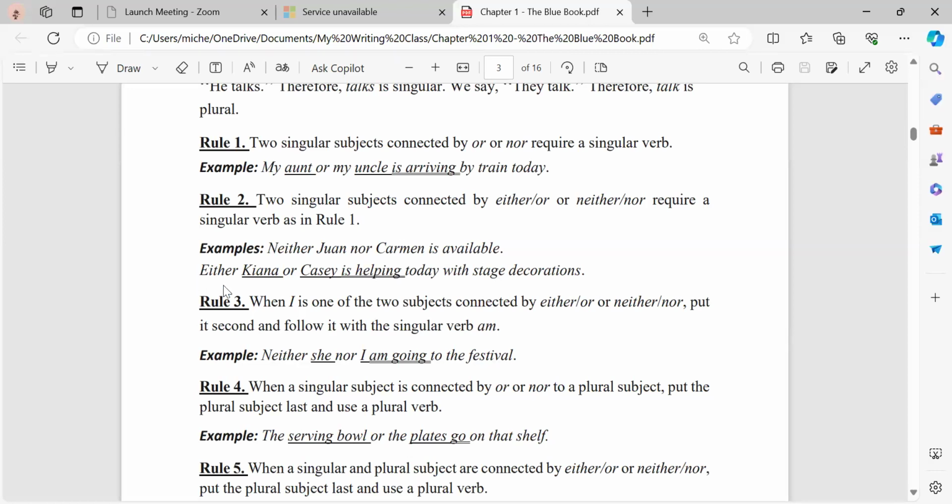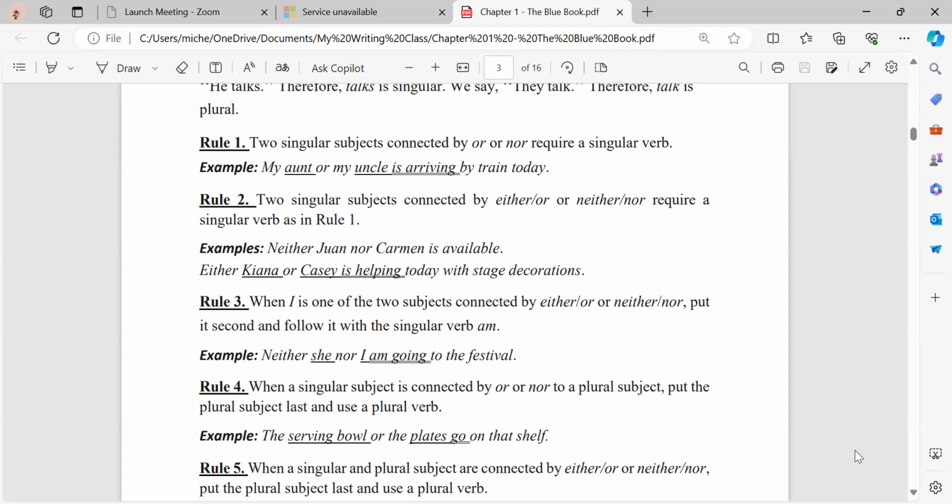And then this one is another example, but using either/or. Either Kiana or Casey is helping today with stage decorations. So once again, two singular subjects connected by either/or or neither/nor require a singular verb, because we cannot see them as plural just because they have two subjects. It still counts as singular because the word or means that it is either one, not both.